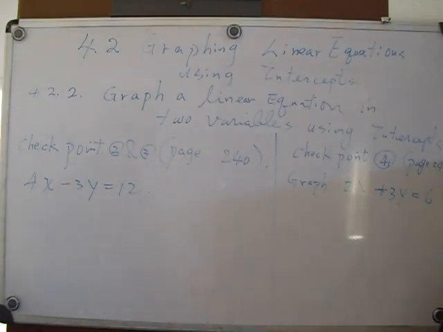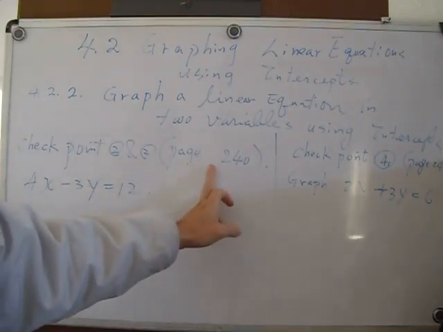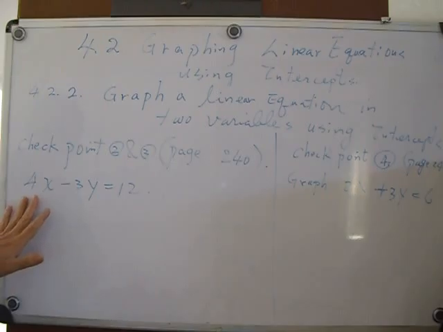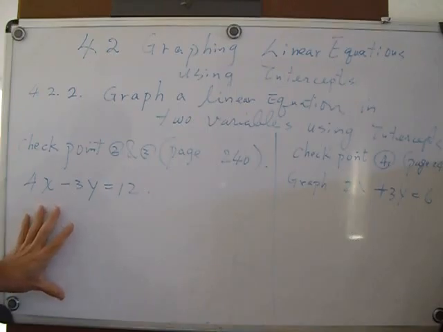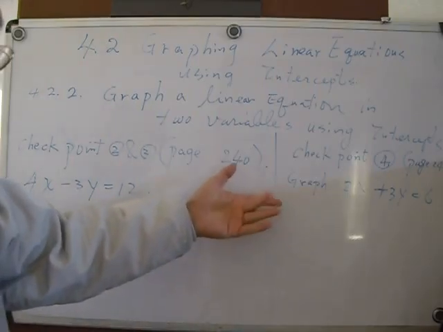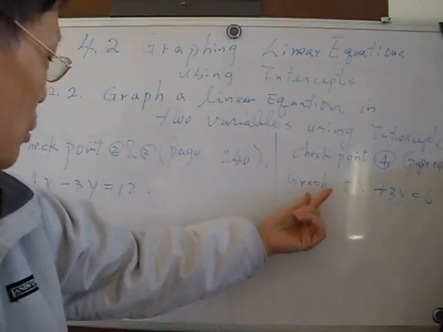Now let's get into checkpoint number 2 and 3. This is from your textbook, page number 240. That example, 4x minus 3y equals 12. This problem only asks you to identify the x-intercept and y-intercept algebraically without graphing. So you just do that without graphing, unless another example requires you to do the graphing.